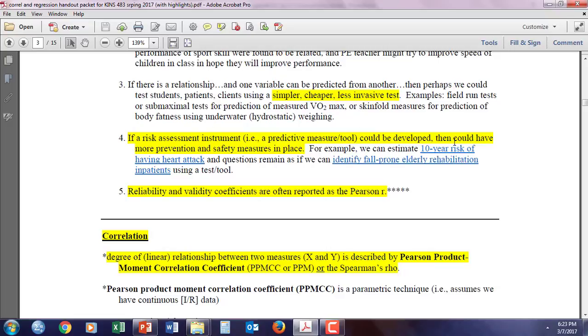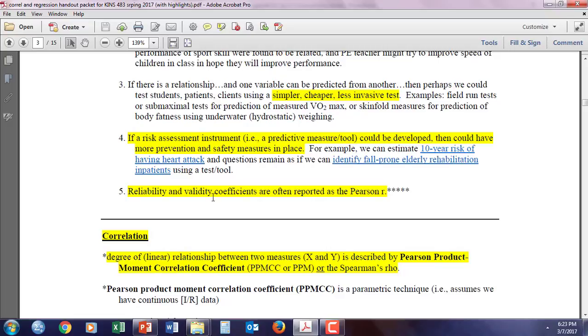So if you click onto any of these links, which I encourage you to do as you're reading and studying this packet, you can find out your 10-year risk of having a heart attack because of our knowledge of the correlation between various variables and your risk of this particular health outcome. And then finally, we're going to talk about validity and reliability coefficients in our next units in this class.